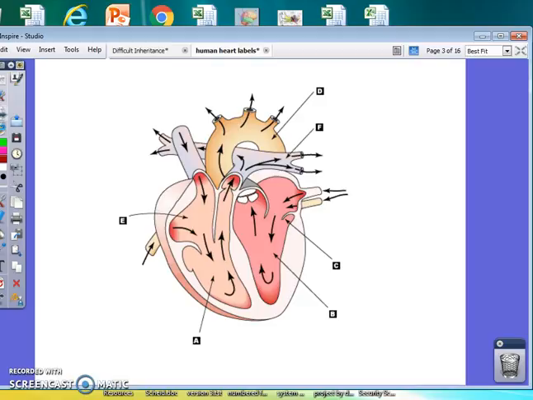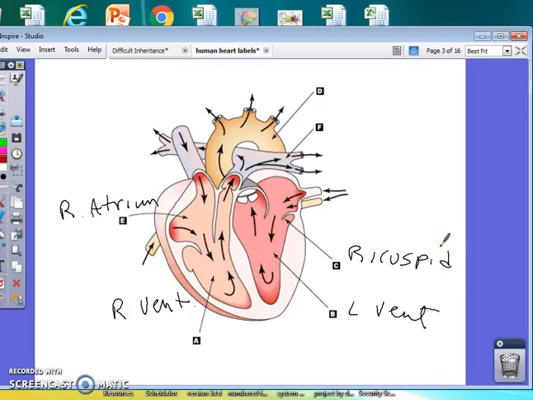And then I want you to pause this, because now I'm going to put in the labels. So E, now we can check our answers, is the right atrium. A down here is the right ventricle. B is the left ventricle. And C is actually pointing to one of the AV valves. Now remember, what side of the heart is it on? Is it the right or the left? Hopefully you remembered it's on the left, and therefore we remember that this is the bicuspid valve.